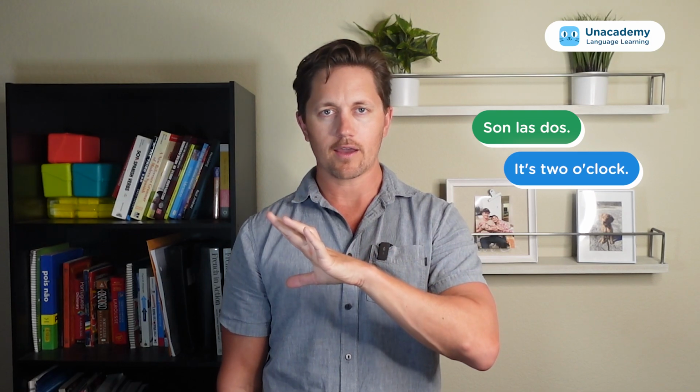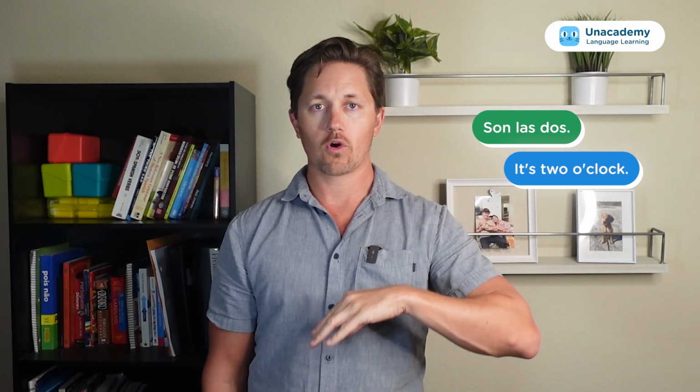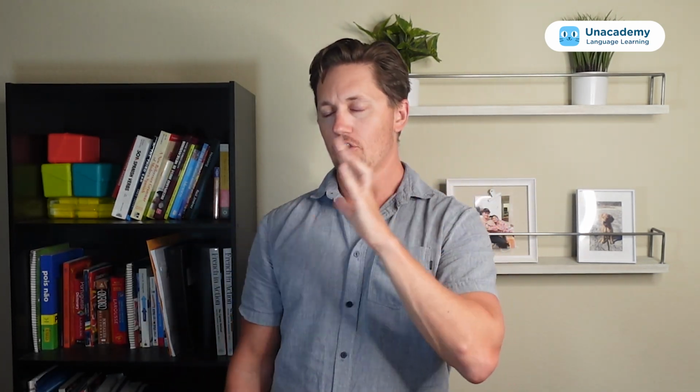It's 2 o'clock. This is used for 2 o'clock all the way to 12 o'clock. Why, you might ask? Well, we're using the verb ser. The third person plural for the verb ser in the present tense is son. Son las dos. Son las tres. Son las cuatro. For example, it's 2 o'clock, it's 3 o'clock, it's 4 o'clock.